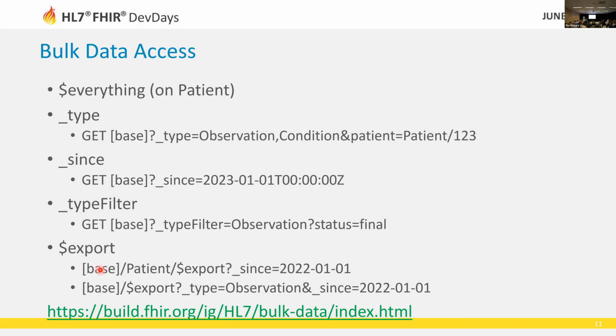And then we have the export operation, which can obviously be used to export data, and we can use these different types of other bulk data operations with that. So this would basically export Patient data which has been updated since this date. This would export Observation data since this date. This would obviously mean the same thing. This is not an exhaustive list. There are other types of bulk search parameters and operations available in this specification. So feel free to browse this one if you are interested in looking at more parameters related to bulk data.